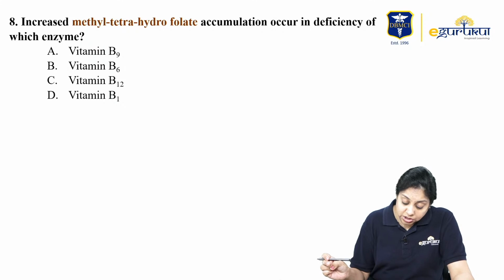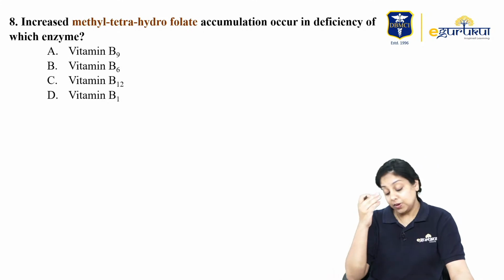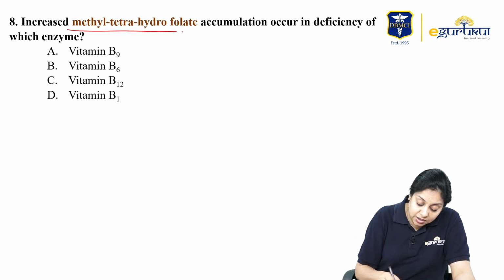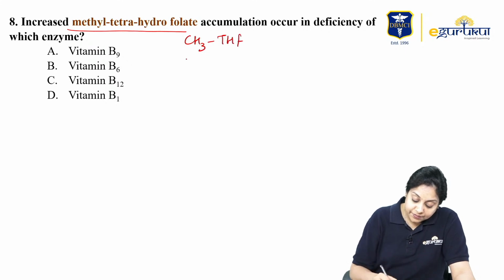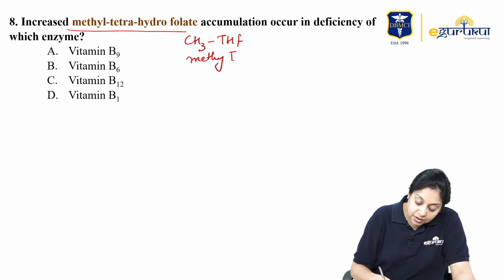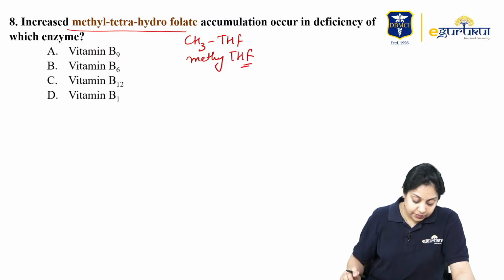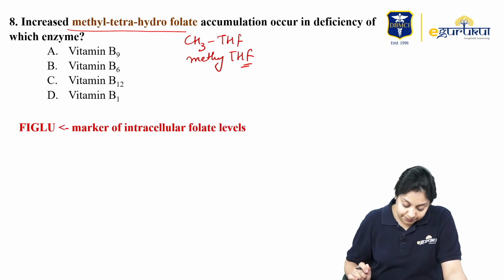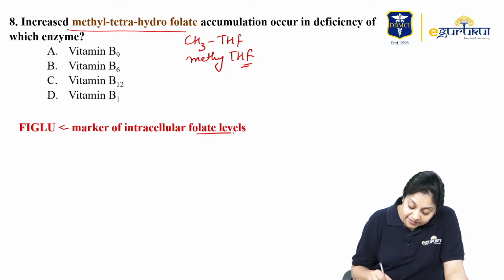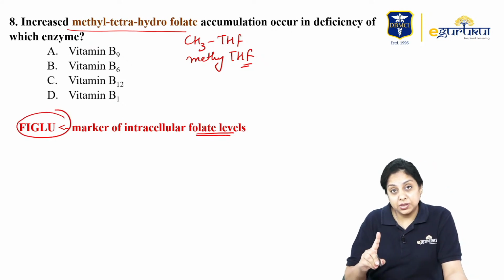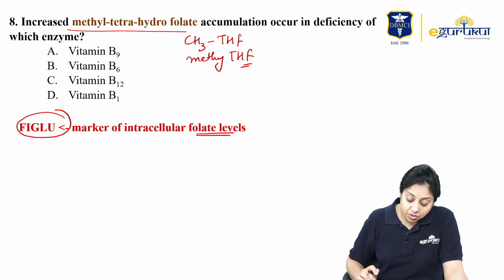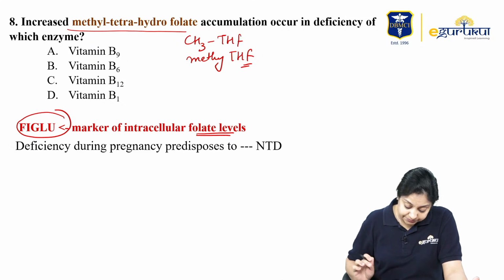Increased methyltetrahydrofolate accumulation occurs in deficiency of which enzyme? Very heavy question. They may write methyltetrahydrofolate like this. We will take all the options one by one, right? Folate levels. First of all, who is the marker? FIGLU is the marker. Another important question for the exam, not a recall, but they may ask you, right? FIGLU is the marker of the intracellular folate levels.